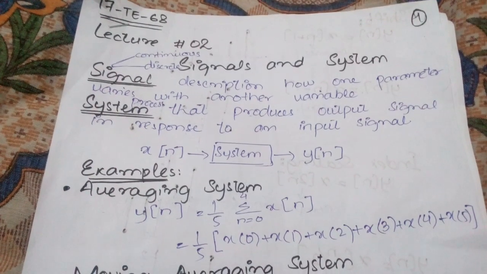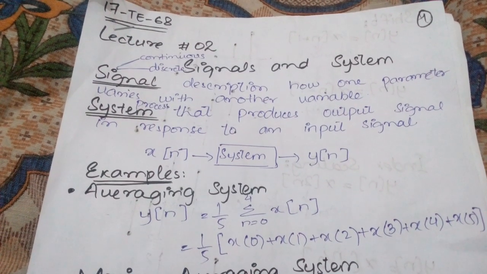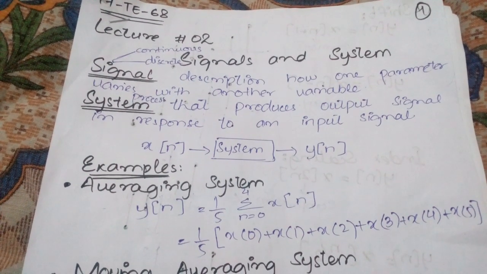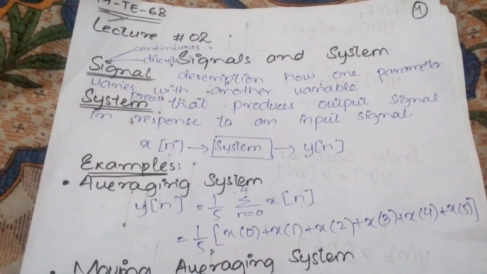Today we are going to study lecture number 2 of DHP, which is about signals and system. Signal is the description of how one parameter varies with another variable, and system is the process that produces an output in response to any input.